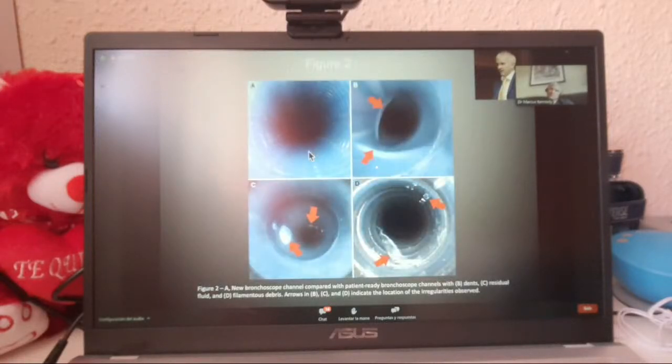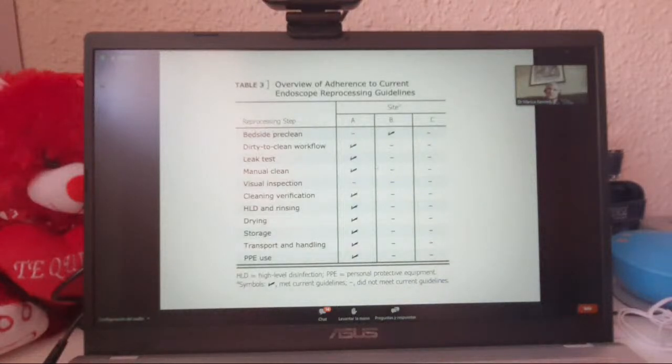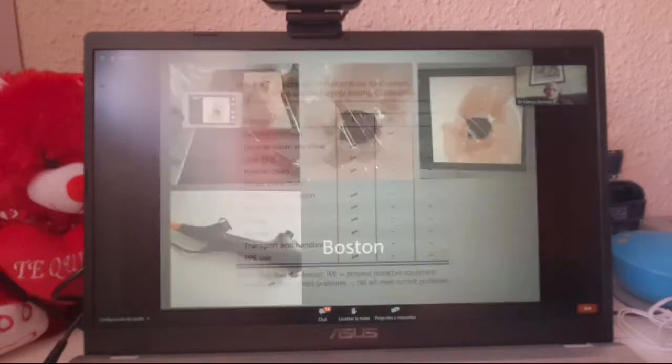This is a standard bronchoscope. So the inside of a standard bronchoscope, picture number A, is normal. Picture number B, there are dents in the scope leading to swelling. In number C, there's residual fluid in the scope after cleaning it. And number D, you can see some filamentous debris inside the scope. So these are after cleaning. So this is a significant concern. And this shows the sites and how adherent the sites were to the protocols. As you see, sites B and C were not adherent.